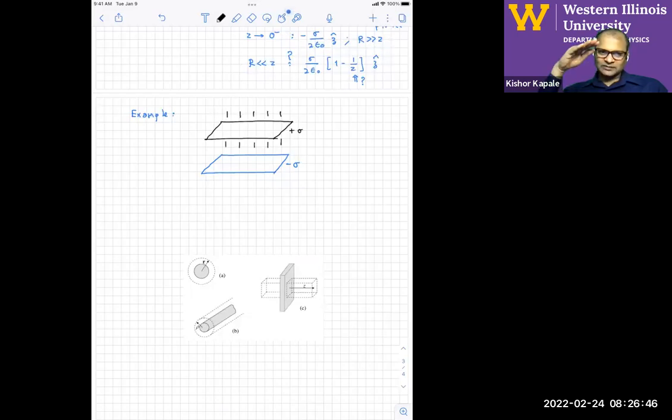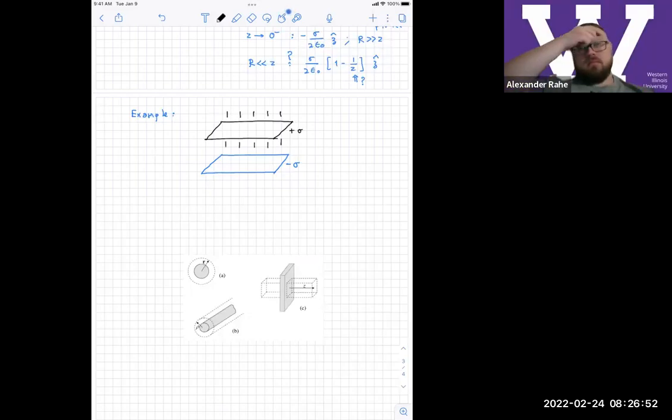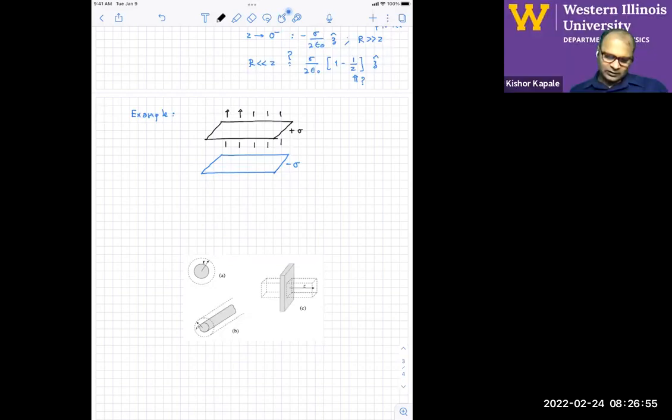So above the sigma plus plane, what's the direction? Up or down? Up. Okay, so up. And remember, we're assuming these planes to be of infinite extent, so the magnitude of the electric vector is the same everywhere. We don't have to worry about that. And so naturally, below the plane, it will be down, away from the plane.